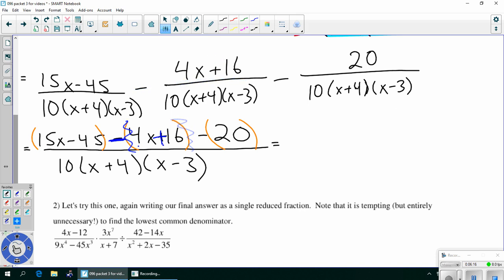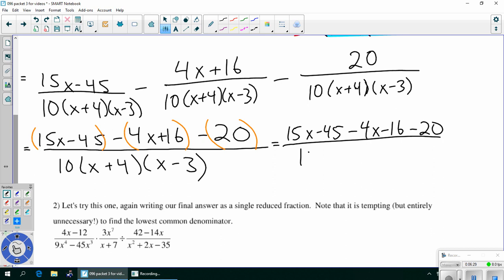Okay, let's get rid of the bags now. The first one, not relevant because there's a positive 1 in the front. Second one, that minus sign comes in and changes both signs. Third one, not necessary, but didn't hurt to have it. Okay, now we'll combine like terms upstairs. 15x minus 4x, that's 11x. Now the constants, minus 45, minus 16, minus 20. That's 81, minus 81.